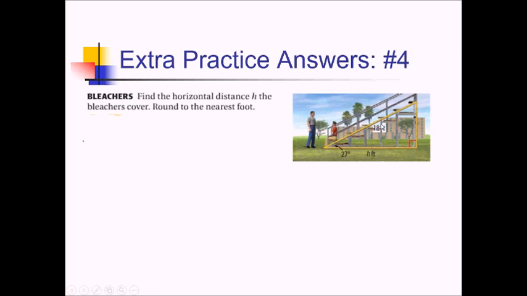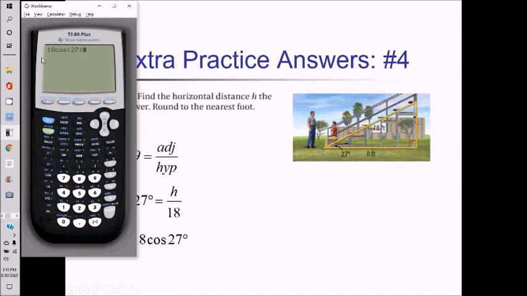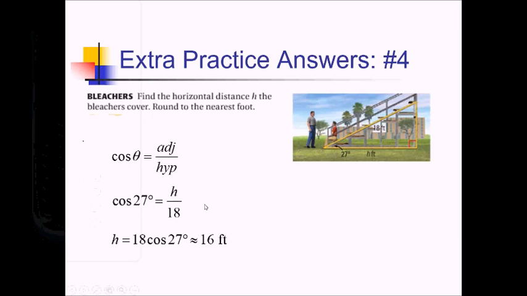Adjacent, hypotenuse, that's the CAH part of SOHCAHTOA. So that's going to be cosine equals adjacent over hypotenuse. So we can write cosine of the angle they gave us, which was 27, equals the adjacent side, that's the h that we're looking for, divided by the hypotenuse of 18 that they gave us. So to get h, I multiply 18 by cosine of 27, which I'll do on the calculator now. So here we go on the calculator. 18 times cosine of 27 comes out to 16 and some change, but it rounds off to 16. They want it to the nearest foot. So that's going to be about 16 feet.